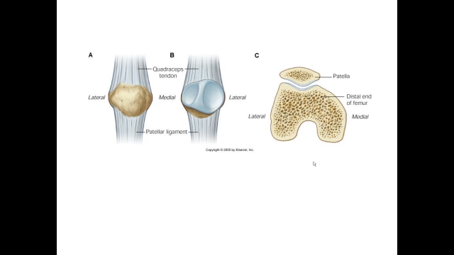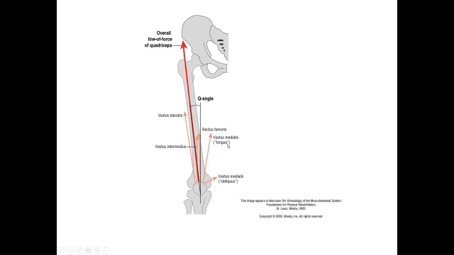So this is a gliding joint, so there's no rotational motion. The patella glides superiorly during knee extension. It glides inferiorly during knee flexion. It also has, during knee extension, a little bit of lateral glide as well. And that's because of the overall pull of the quadriceps.